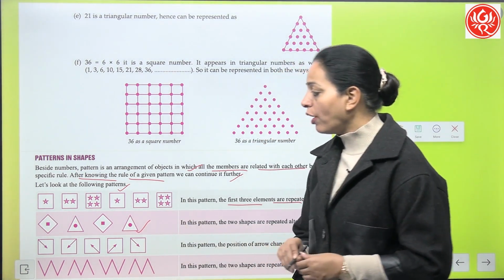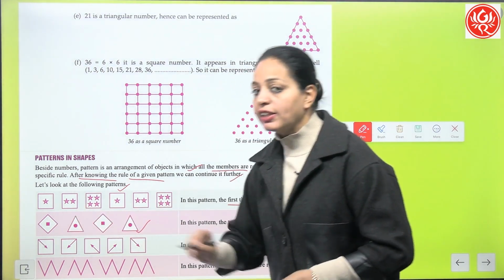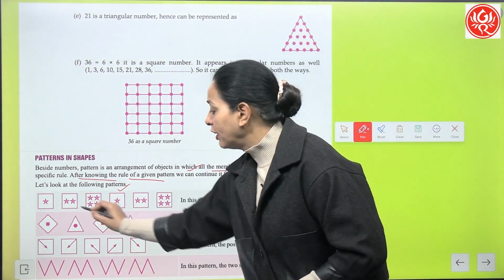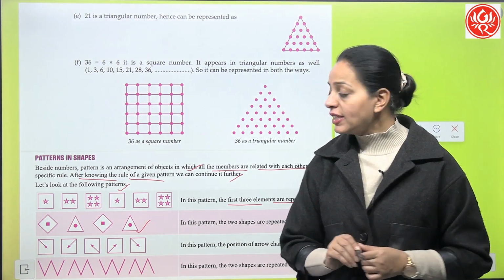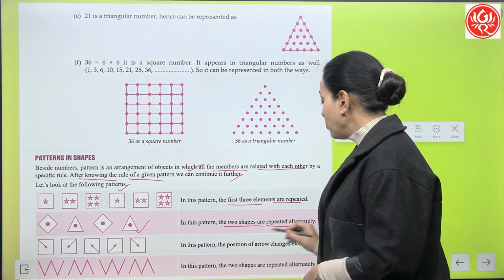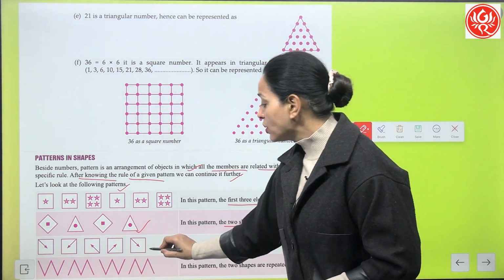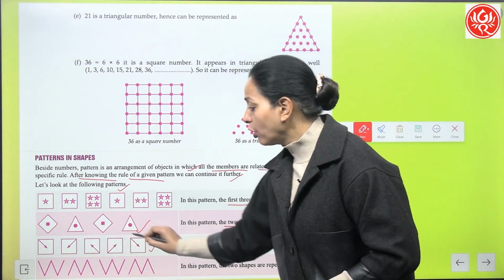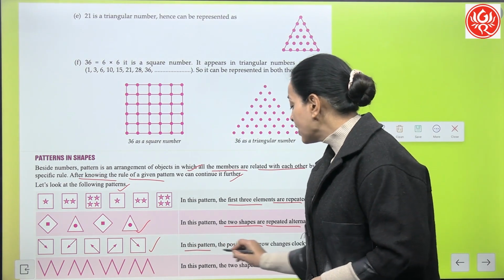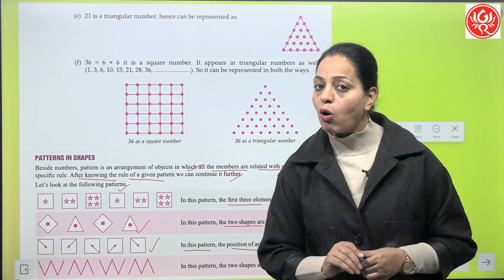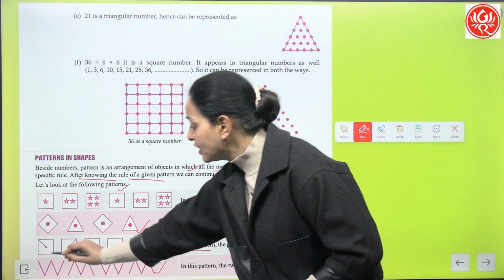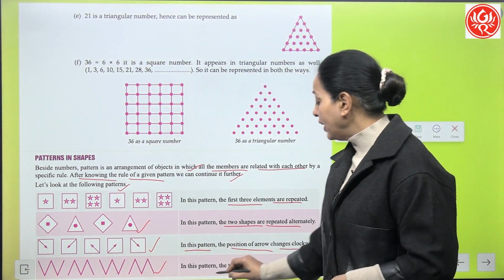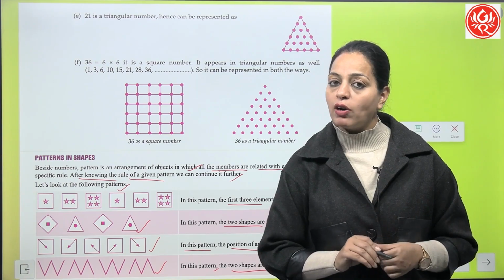Now look at the second one. Here a rhombus with a square in it, and a triangle with 1 circle in it. Similarly, the first one and the second one. So in this, what can you see? The 2 shapes are repeated alternately. Right? Now see this one here: 1 square and 1 corner arrow. Then we are rotating it clockwise to different corners. So in this, the position of the arrow changes clockwise. And here in the last one, you can see this like W, then like M, then W and like M. So here, the 2 shapes are repeated alternately.